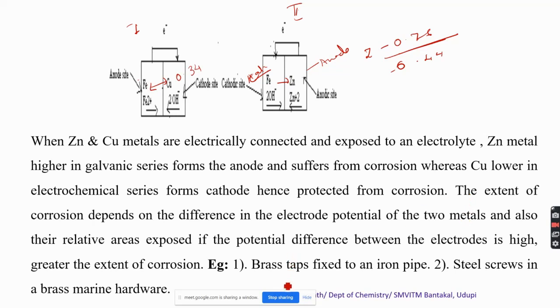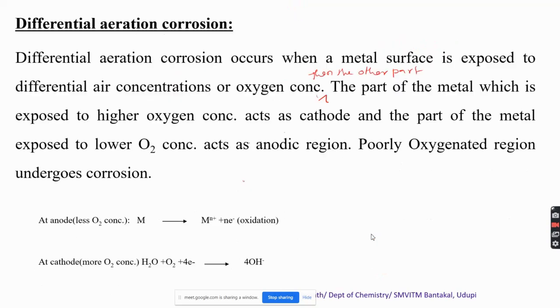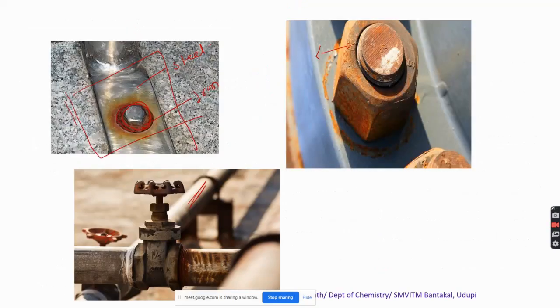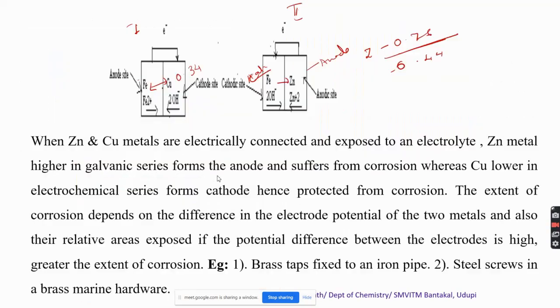In the first example, a brass tap is fixed in an iron pipe, and there are also pictures of steel screws in brass marine hardware. These are good examples of this. Again, the corrosion depends upon the relative positions. When you connect iron with metals like copper and silver, iron readily undergoes corrosion when it is connected with silver.